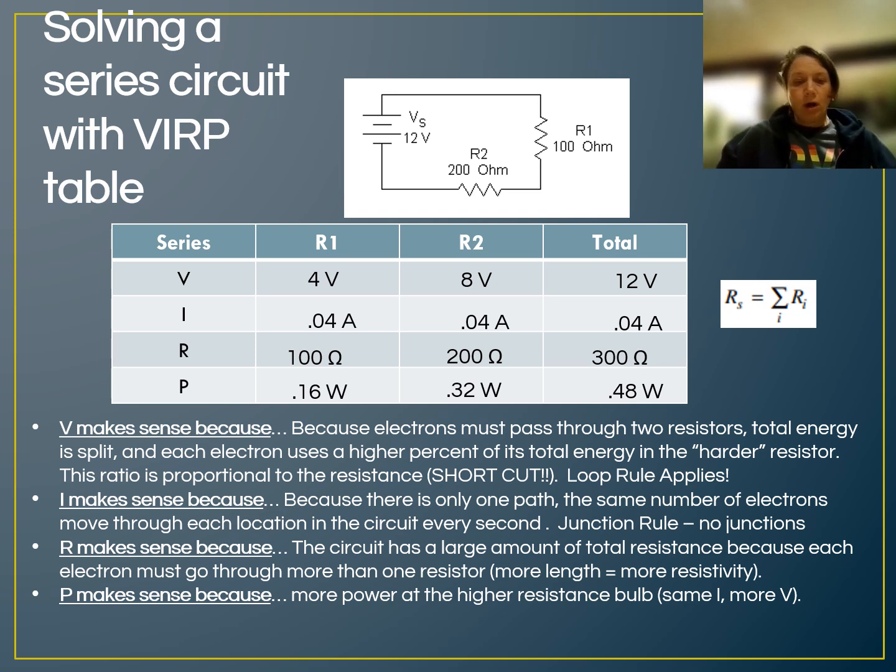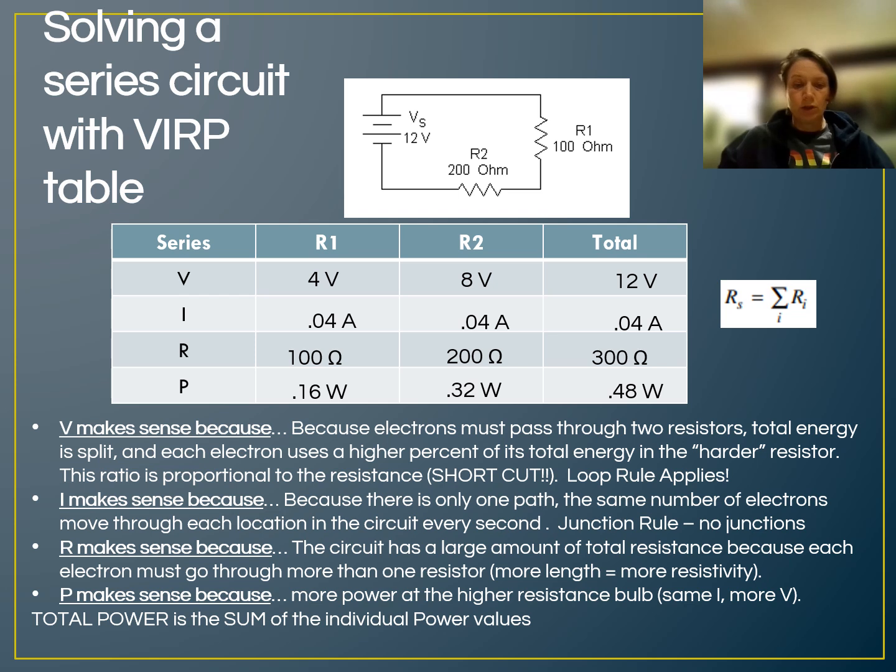And the power column should make sense as well because we're going to see that there is more power dissipated at the higher resistance bulb. They both have the same current, but that bulb gets more voltage. I am going to point out that when you make these VIRP tables, a good way to double check that you've done them right is to make sure that the total power is always going to be the sum of the individual powers. So 0.16 plus 0.32 gives you 0.48, so we know that we've probably done this circuit correctly.